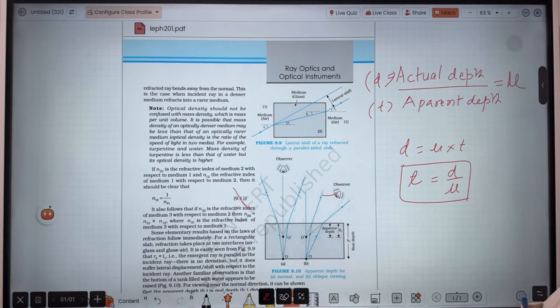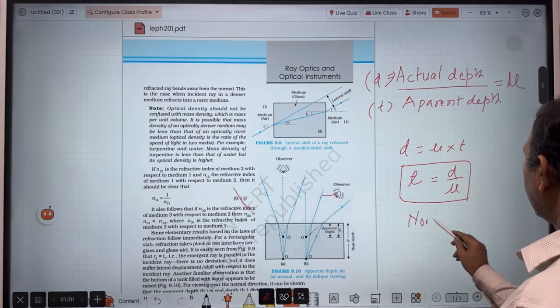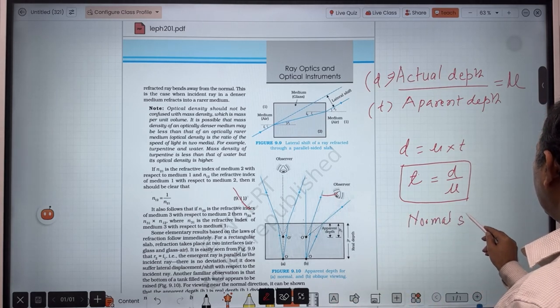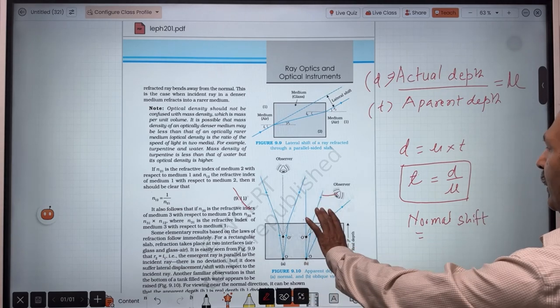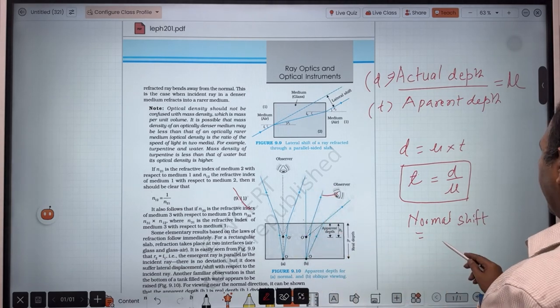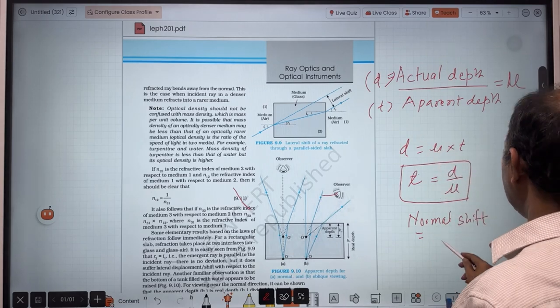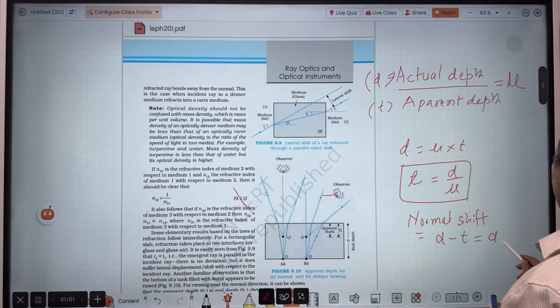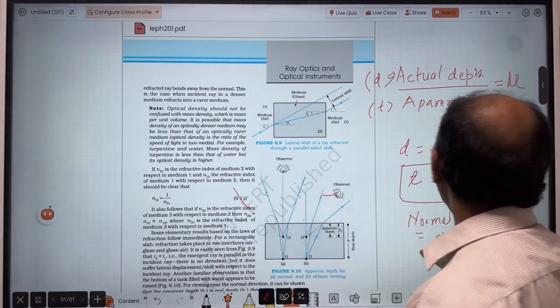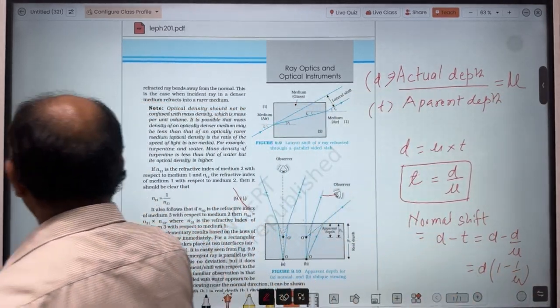Now suppose we want to calculate normal shift. When we talk about normal shift, it means actual depth minus apparent depth. So actual depth is d minus apparent depth t, so d minus d upon mu. So d you can take out: d times 1 minus 1 upon mu. So this is how we can calculate it.